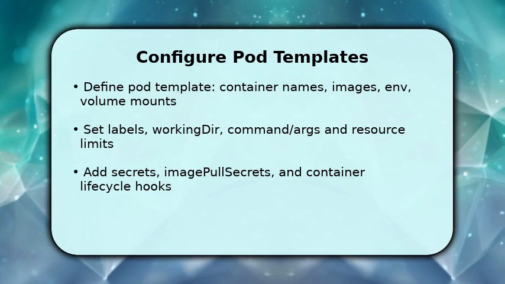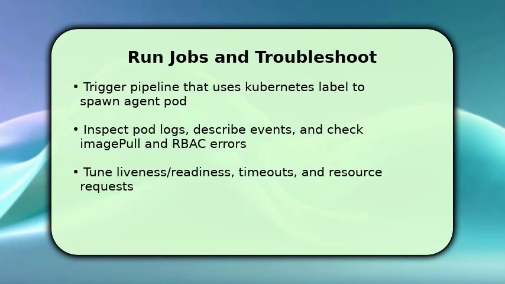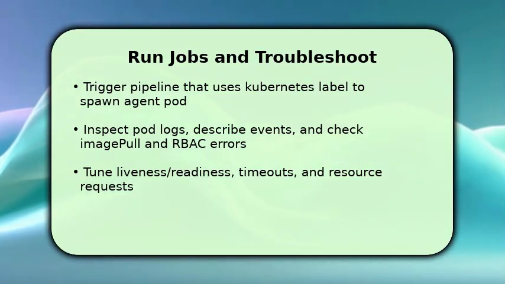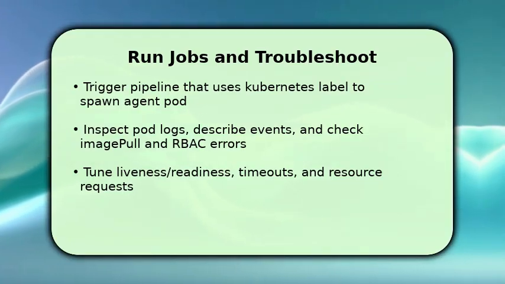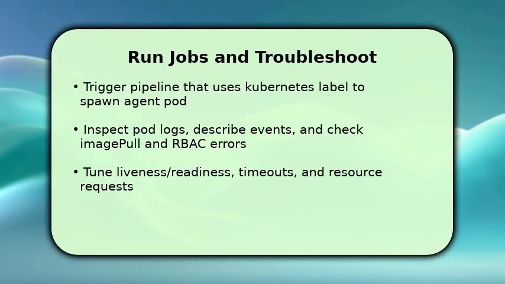Finally, you run jobs and validate the full flow by triggering a pipeline that uses the pod template label to spawn an agent. Watch the pod lifecycle: kubectl get pods, kubectl describe, and kubectl logs to catch startup errors. If the pod fails, check image pull secrets, RBAC permissions, and node capacity. These are the common culprits.